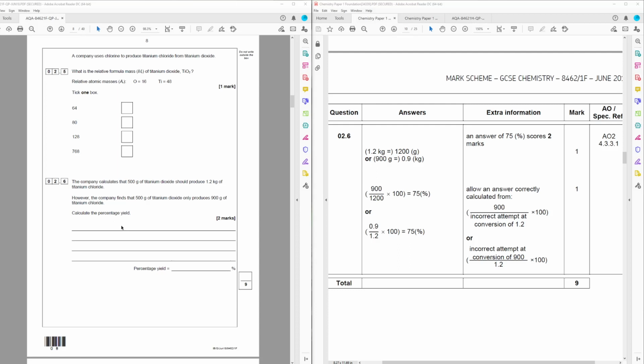So what we were predicting was 1.2 kilos. What we got was 900 grams. Those units aren't the same. So for me, I would say that is 0.9 kilos out of an expected 1.2 kilos, or you could have done it the other way around. That's 900 out of 1,200 grams. Now, as soon as you start setting it out, 900 out of 1,200 or 0.9 out of 1.2, that gives you 75%.